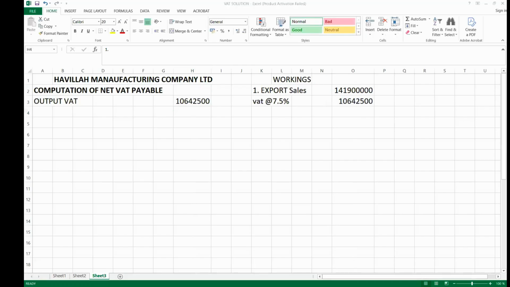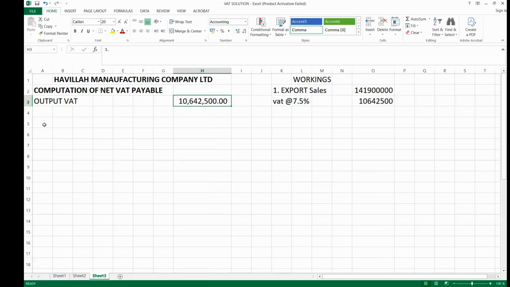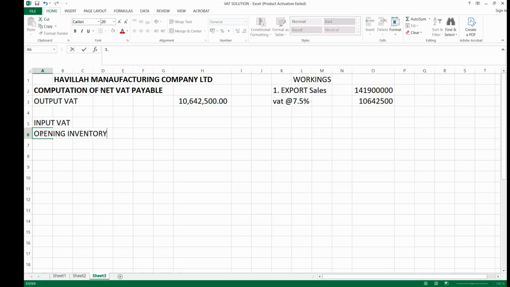So we also need our input VAT. Under the input VAT now, because we are given inventory, we need to adjust our inventory against that input VAT. So how do we adjust our inventory? We have opening inventory. We add opening inventory to our purchases. How much is the opening inventory?